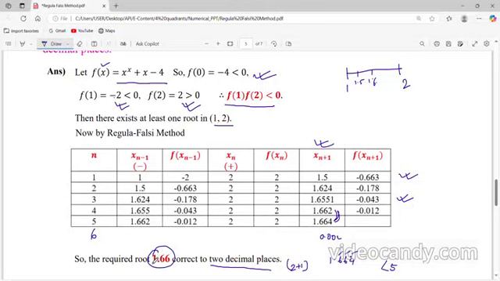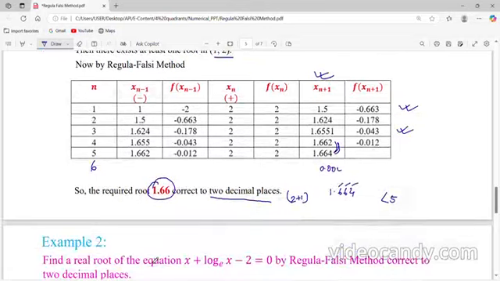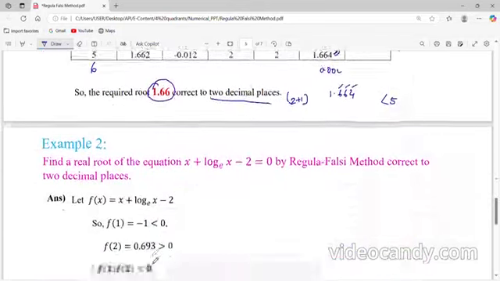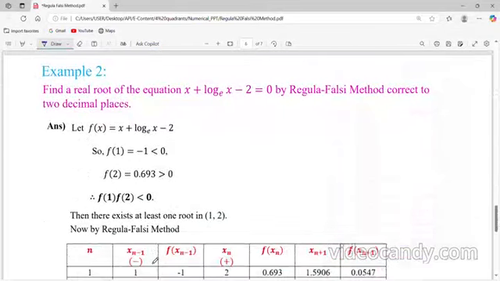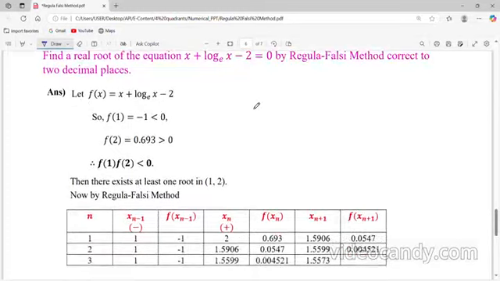Next is another example. Find the real root of the equation x plus log e base x minus 2. In the same way, we don't have an interval here. First we have to find the interval. Just see, f of 1 is minus 1, f of 2 is 0.693. So the root lies between 1 and 2, since f(1) times f(2) is less than 0.